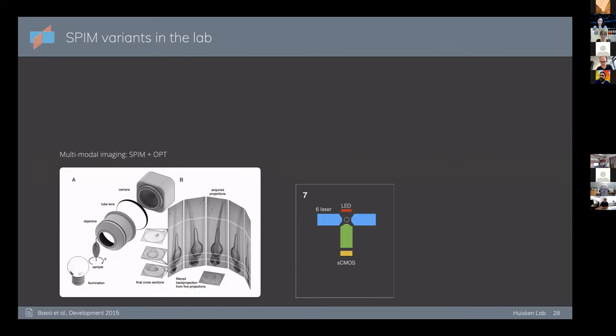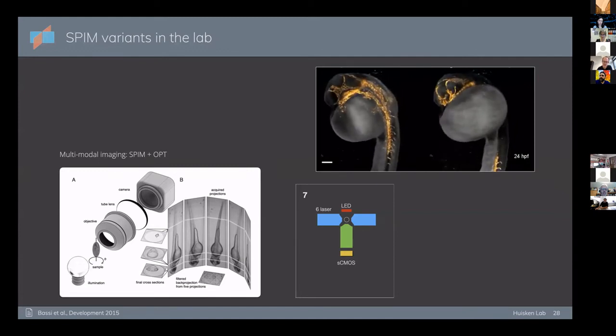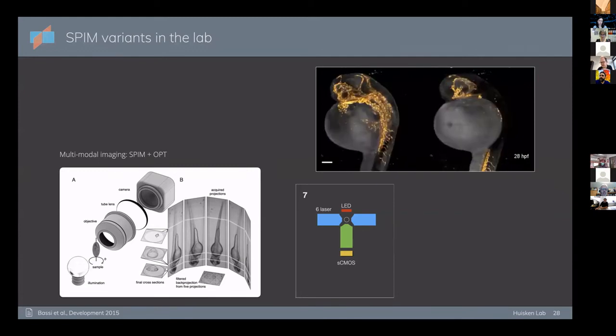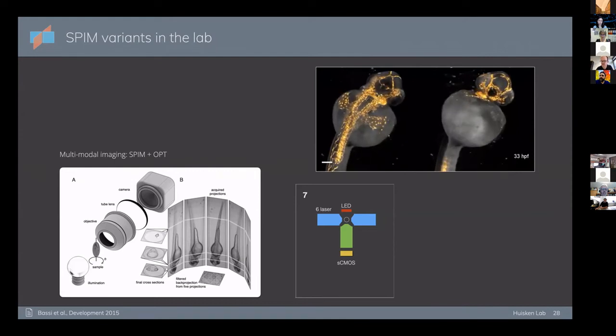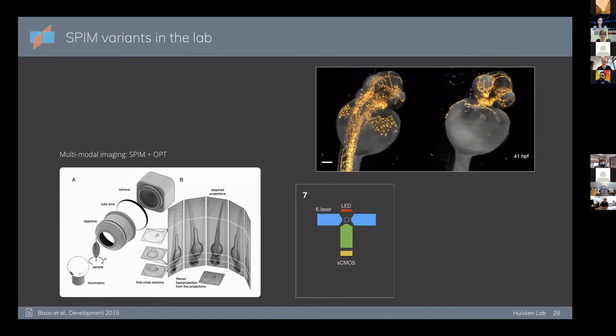So one example here is a rather standard T-SPIM, so a 3-lens light sheet microscope with an LED for transmission. And in the lab, we use this system to do OPT, optical projection tomography, together with light sheet microscopy. And it allowed us to collect, in addition to the fluorescence, also the rest of the fish, and it turned out to be incredibly helpful for analyzing and visualizing this data.